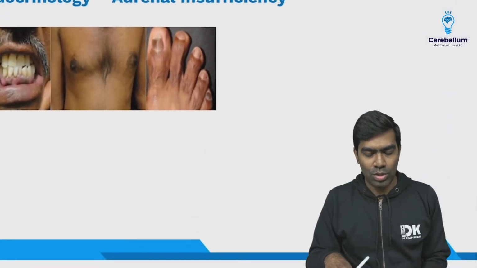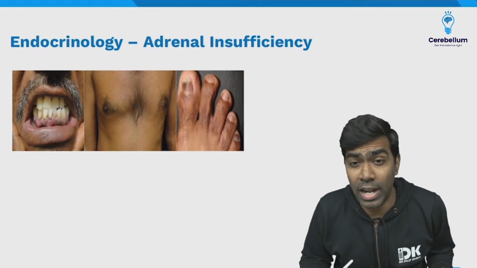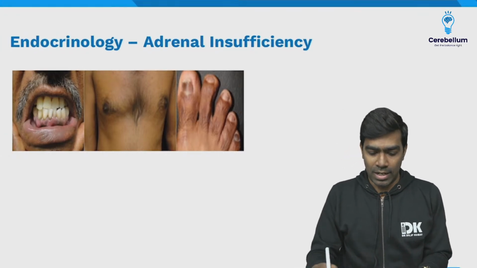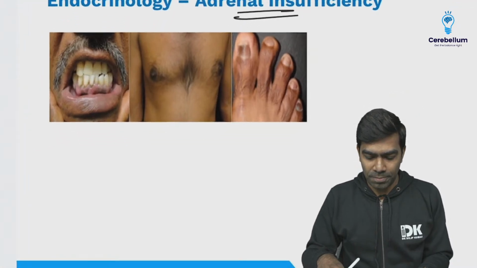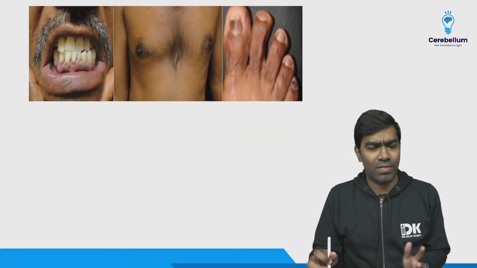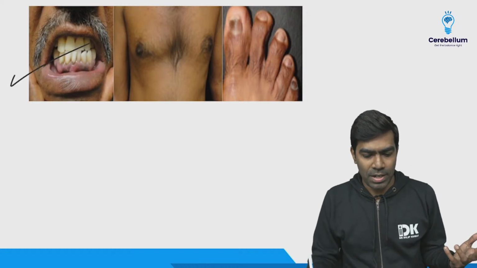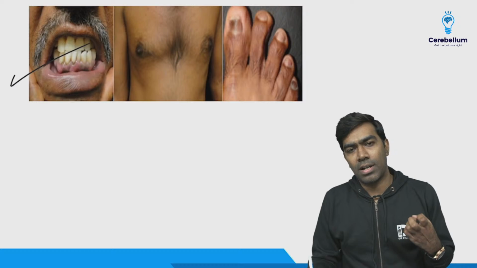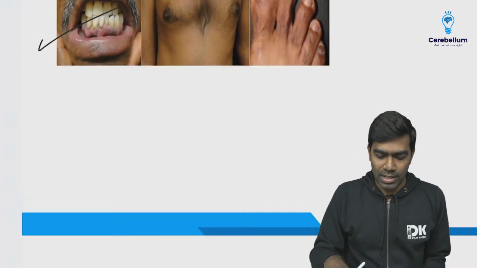So hope you have understood the importance of hyperglycemic emergency in exam. And now coming to another important endocrinological emergency, that is adrenal insufficiency. One of the key features of adrenal insufficiency and Addison disease is hyperpigmentation. Hyperpigmentation is going to be a key feature of primary adrenal insufficiency. That is Addison disease.